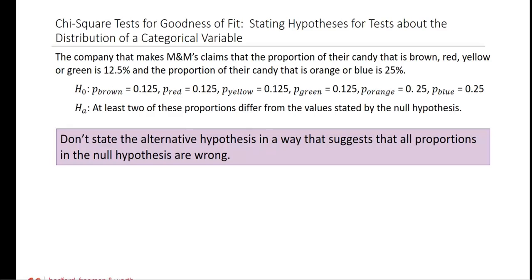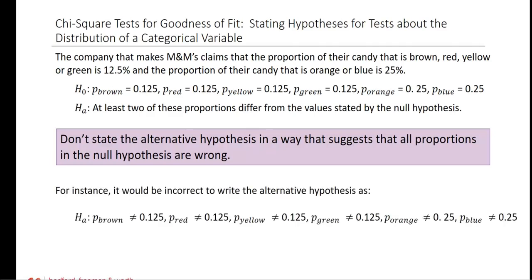Okay, so don't state the alternative in a way that suggests that all proportions are different from the null. So it's possible the blue is correct, but if all of them don't match, it's a no-go, right? So just be careful to say it in such a way that they don't all have to be wrong to prove it wrong. We need at least two to be wrong, which is actually pretty easy to do. So don't write it like this, right? Because then if one of them's true, you're like, oh, well, one of them's true.